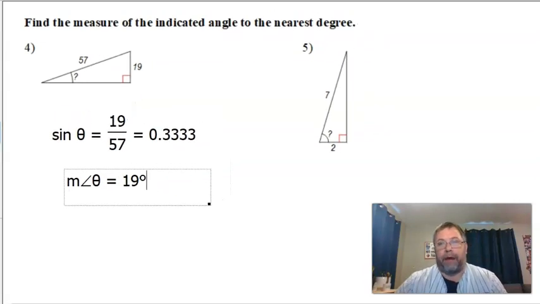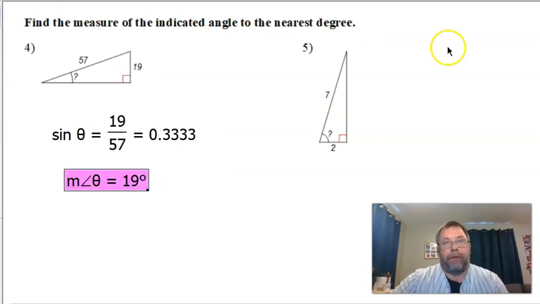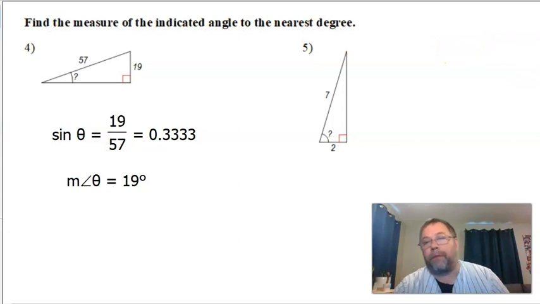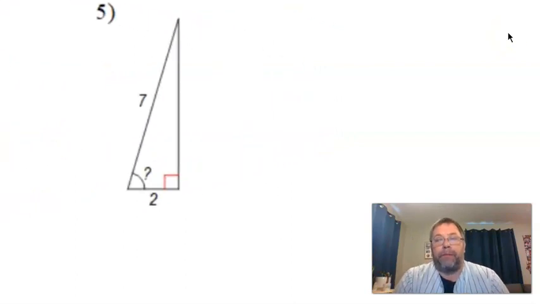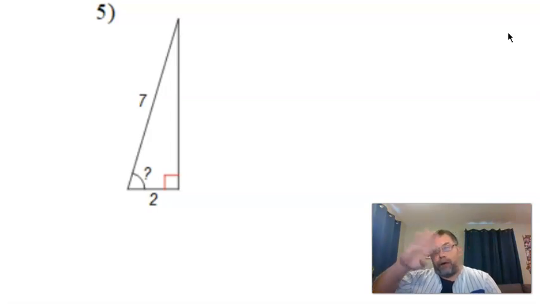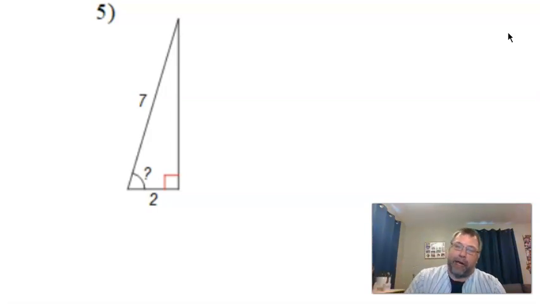Let's move on to number 5. So first thing we're going to have to figure out with number 5 is the same thing as on number 4. Should we be using sine, cosine, or tangent? Right away, the first thing that jumps off the screen to me is that 7 is my hypotenuse. It's across from the 90-degree angle. Right away, I know this is not tangent. Tangent uses the opposite leg and the adjacent leg. Doesn't use the hypotenuse. So I know it's either sine or cosine.